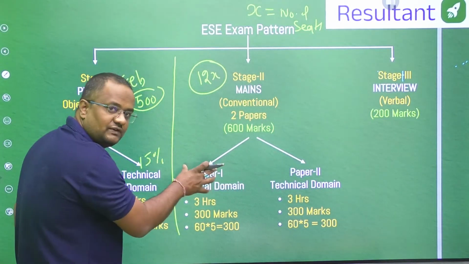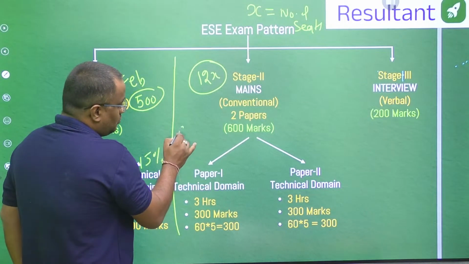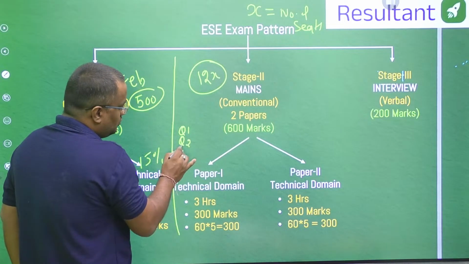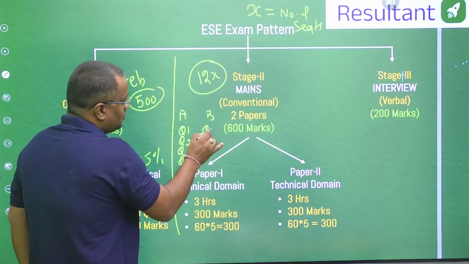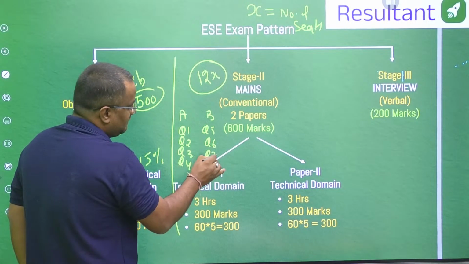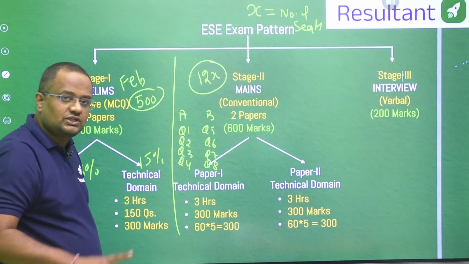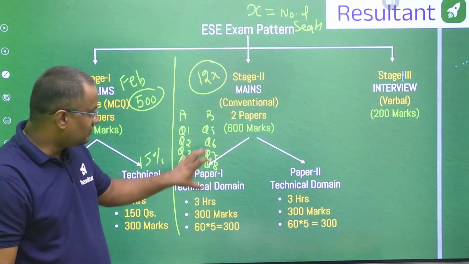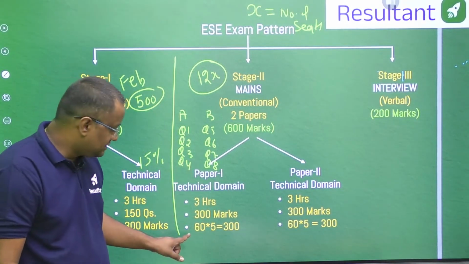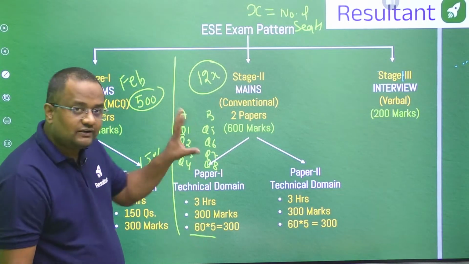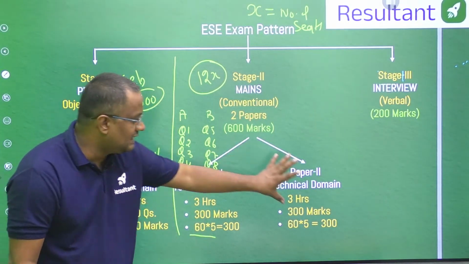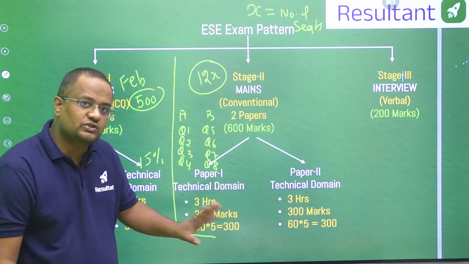Let me tell you of paper 1. Question 1, question 2, question 3, question 4 of part A. Part B, question 5, question 6, question 7, question 8. Every question is of 60 marks. You have to attempt only 5 questions. So 60 into 5, 300. Of course, subjective, no negative marking. Similarly, 8 questions here, you have to do only 5. Every question has 60 marks.